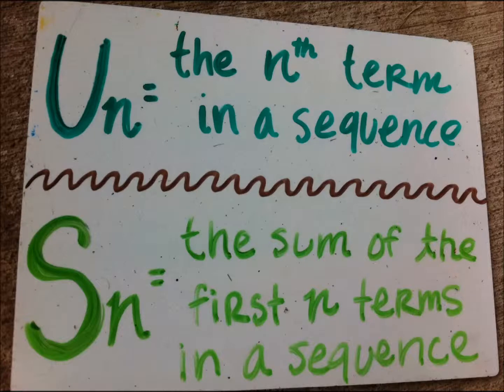U sub n is the nth term in a sequence. S sub n is the sum of the first n terms in a sequence. U sub n and S sub n are used in both geometric and arithmetic sequences.